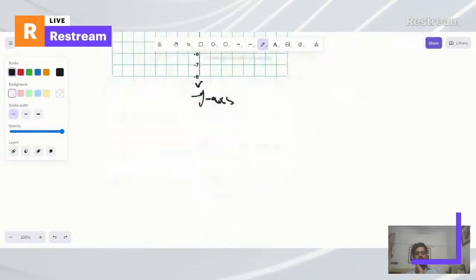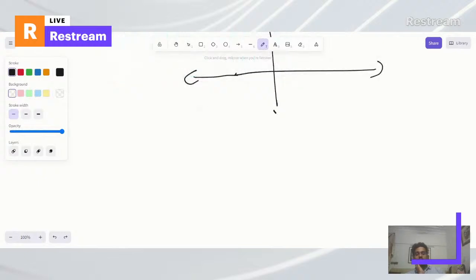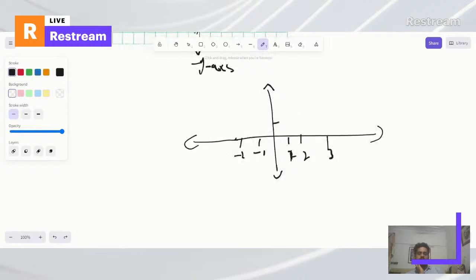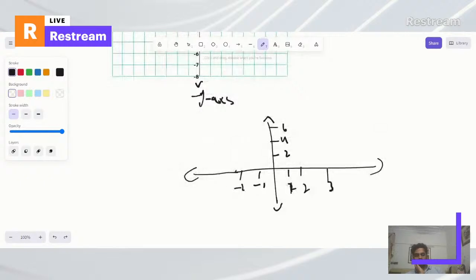If, let's say, for some reason it's like this, there could be graphs like this as well. So here's 1, 2, 3 and so on, and similarly -1, -2 and so on. But on the y-axis it's like 2, 4 and 6, so it's going to be different. So 1 centimeter equals 2 units on the y-axis, right? And then 1 centimeter equals 1 unit on the x-axis.